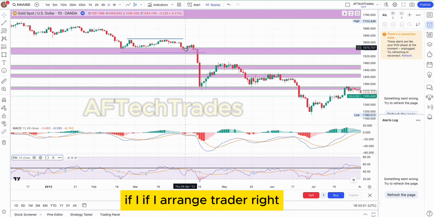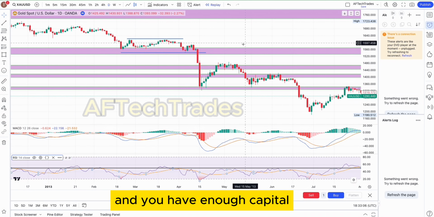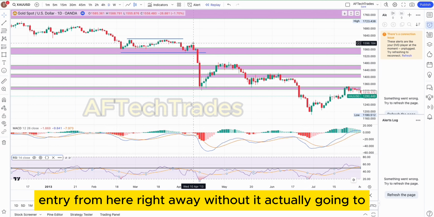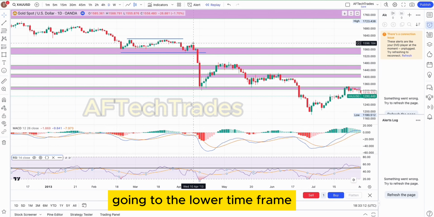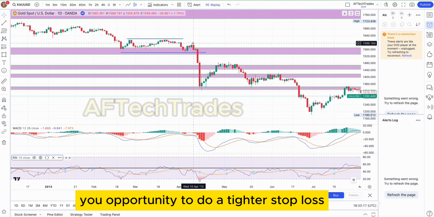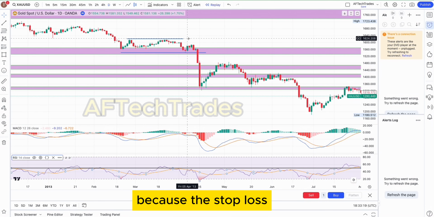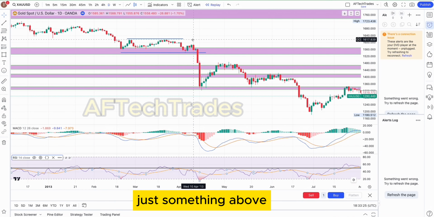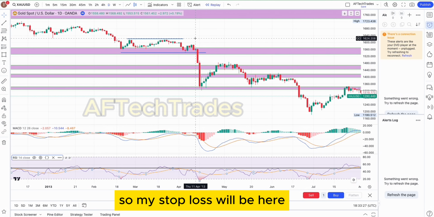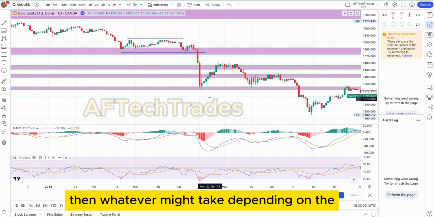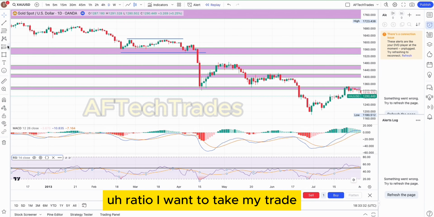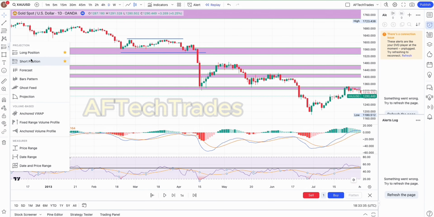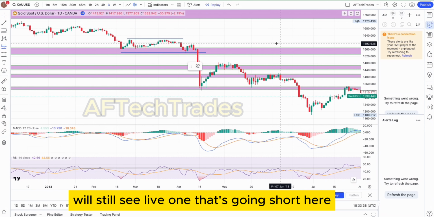If you are a range trader, and you have enough capital, you can take your entry from here right away without necessarily going to the lower time frame. It's just that it will not give you the opportunity to do a tighter stop loss, because the stop loss I'll place here will be within this blue region, just above the last week here. So my stop loss will be here, then whatever take profit, depending on the ratio I want.